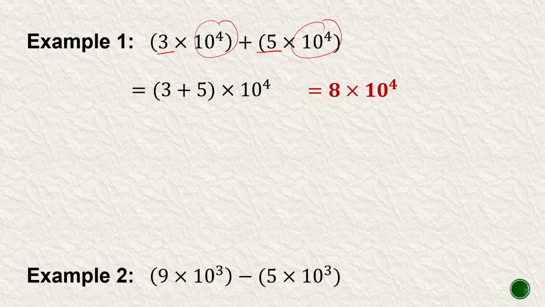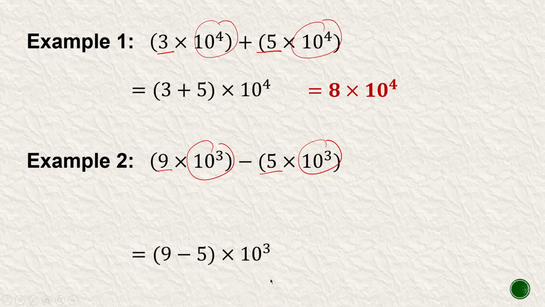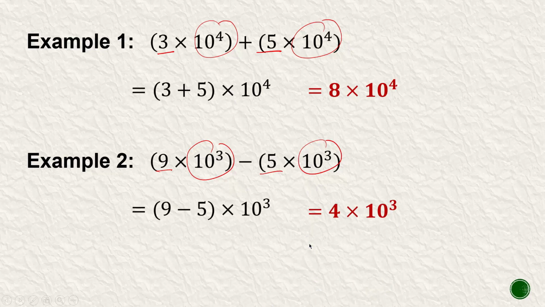So let's do another example. Here we have subtraction, and again, that's one thing you need to check first. That part of the scientific notation, they should be the same or equal, identical. So now we can perform subtraction. That's 9 minus 5, which is equal to 4 times 10 raised to 3. So the 10 raised to 3, we will not be doing anything there. We will just copy that.